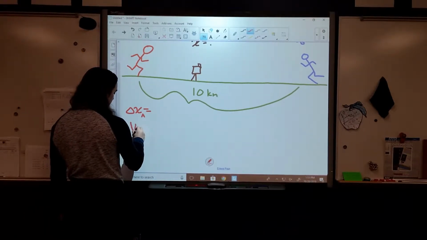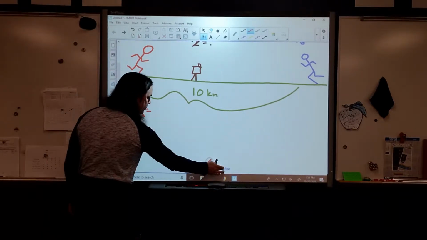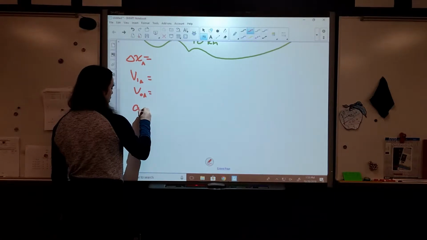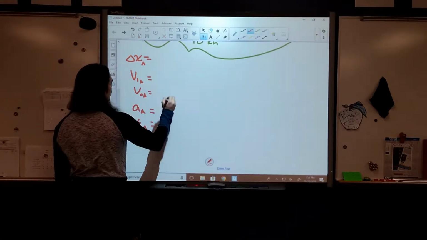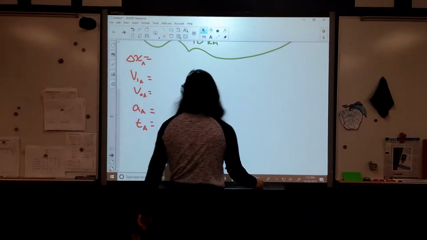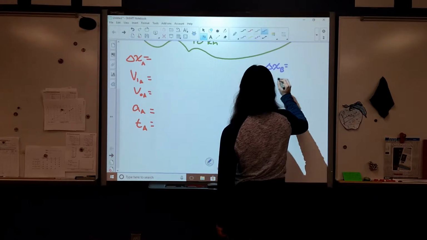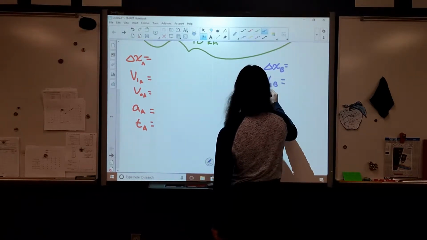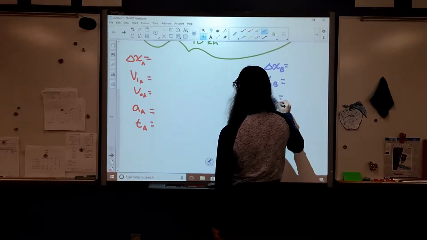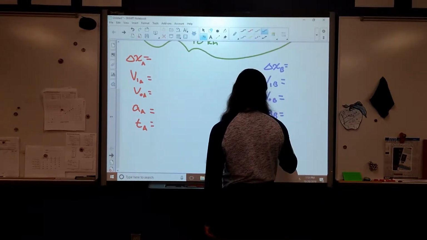I'm going to have delta x, the displacement of runner A, so I could put delta x A. I could do v final A, v initial A, acceleration of A, and time of A. Great. So I've got all that set up. And then I can do the same thing with person B over here. Delta x B, the displacement of runner B, final velocity of B, initial velocity of B, acceleration of B, and time of B.